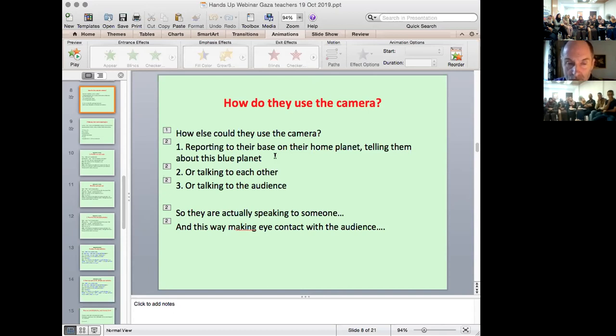A second way they could use it is talking to each other. And here we would see them, as we do in the video we've just watched, talking to each other in front of the camera, but not to the camera. In this case, they would not be looking at the camera, but looking at each other. And we would see them listening to each other and interacting with each other. So that is a second scenario where there is a relationship. The relationship is each other.